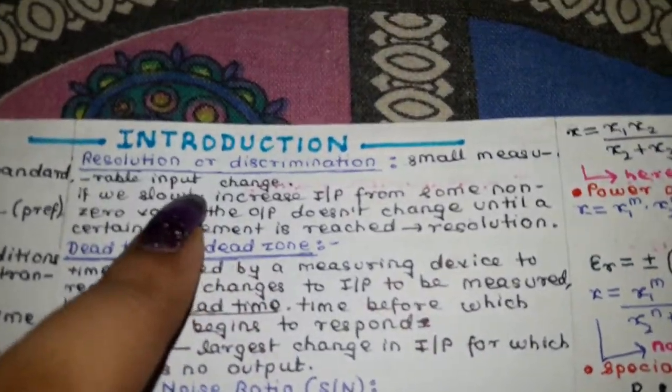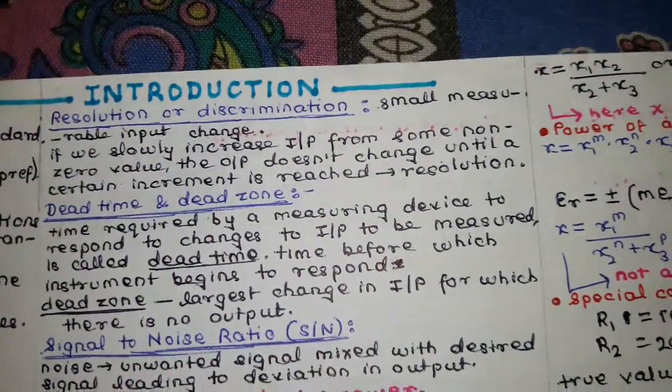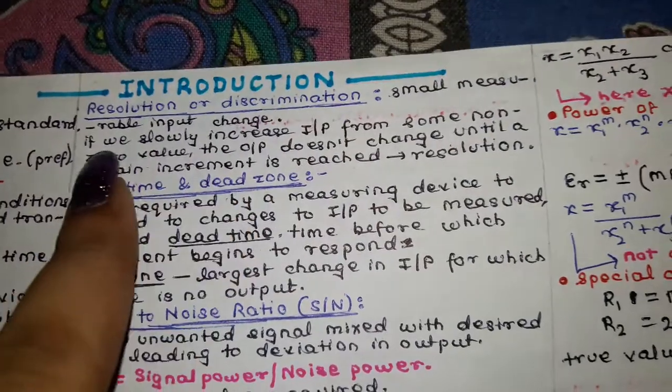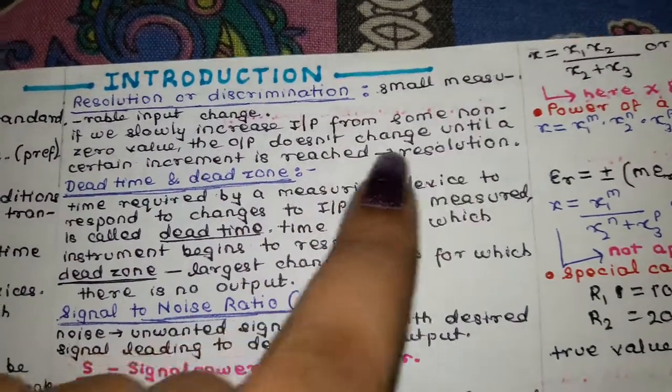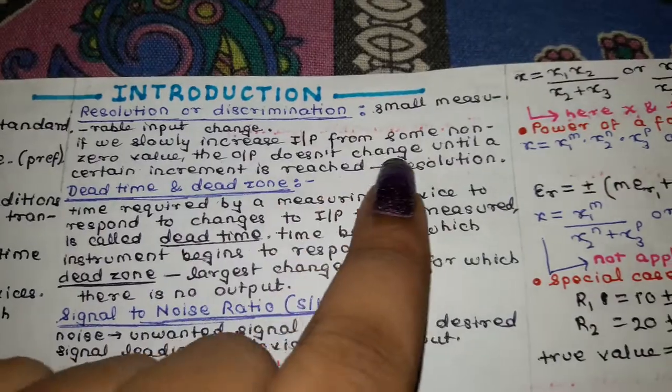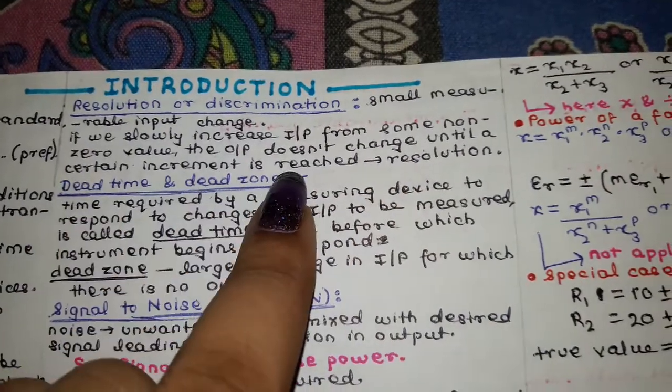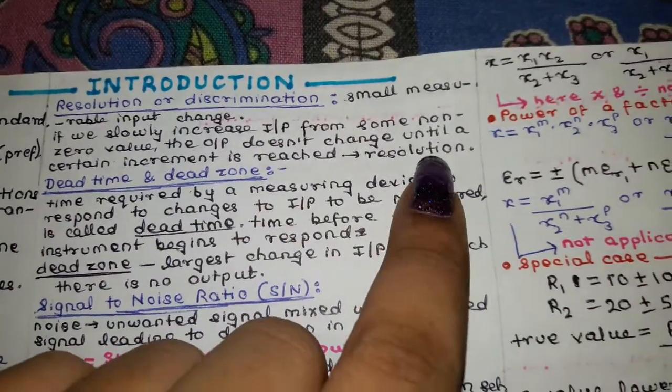Now let's move on to resolution or discrimination. It is the smallest measurable input change. If we slowly increase the input from some non-zero value, the output doesn't change until a certain increment is reached. This particular increment is called resolution.